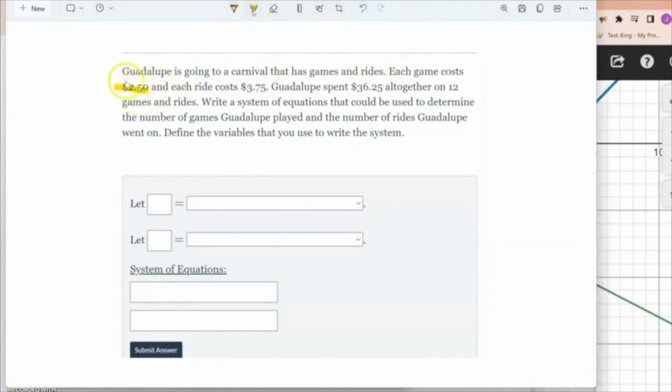There's a number. What is 250 talking about? It's a game. All right, find another number, 375. What's that? A ride. Okay. Find another number. What's that? Together. So this is a total. Find another number. So 12, both rides and games. And just like we did in class, money, money, money, money, money that all goes together.